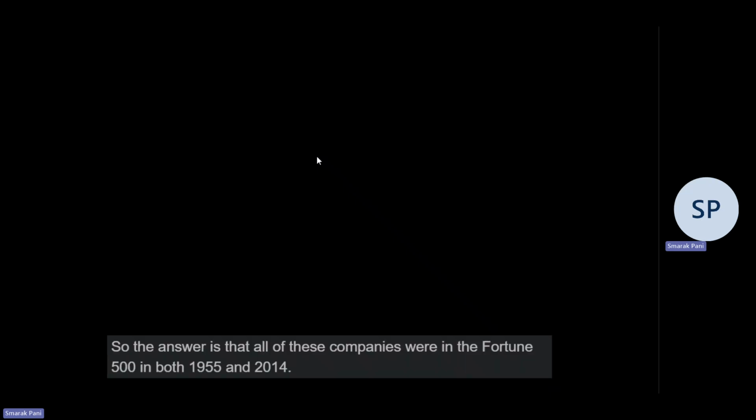So, same question again. What do these companies have in common? Boeing, Campbell Soup, General Motors, Kellogg, Procter & Gamble, Deere, IBM, and Whirlpool. So the answer is that all of these companies were in the Fortune 500 in both 1955 and 2014.